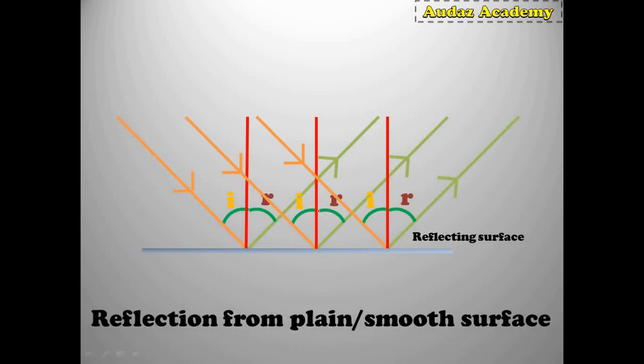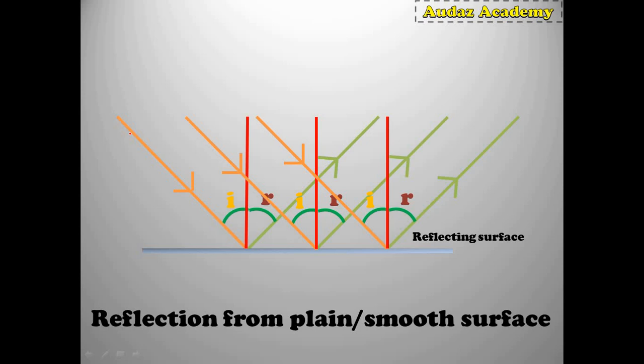Next, we are going to understand reflection from a plane or smooth surface. The reflection of light from a smooth surface is called regular reflection. In this case, the incident rays are parallel to each other, and after reflection, the reflected rays are also parallel to each other. So here you can clearly see the orange rays, which are incident rays, are parallel to each other, whereas the light green rays are also parallel to each other. This is because our surface is a plane surface, or smooth surface. So on a smooth, plane surface, we get regular reflection.